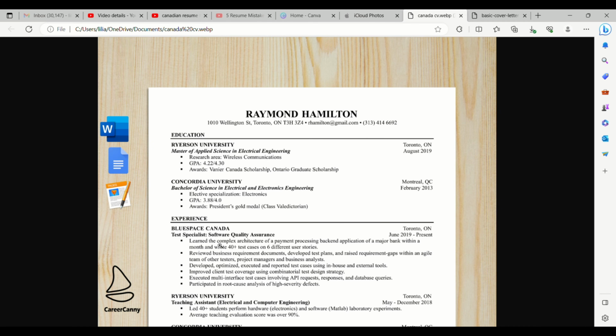So now these are the things he did. He listed out his responsibilities while on this job. You can see he's very, very specific. Learned the complex architecture of a payment processing backend application of a major bank within a month, and wrote 40 plus test cases on 6 different user stories. This guy is being very explicit about his role, what he's been able to do on the job.